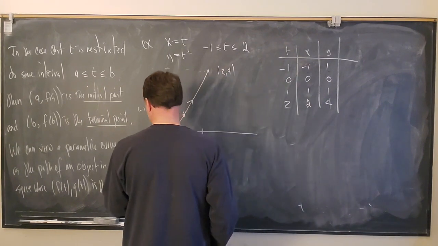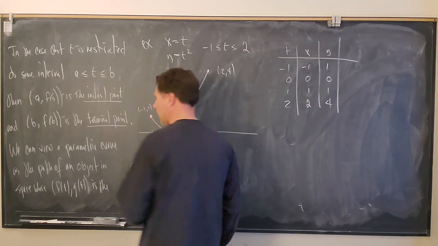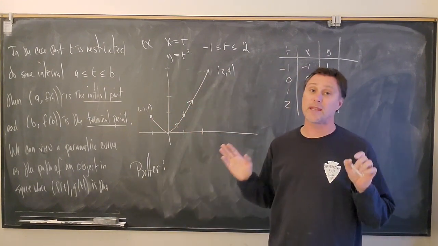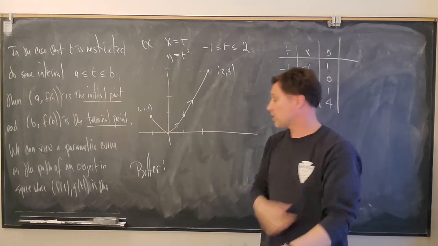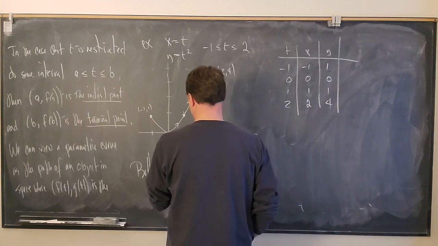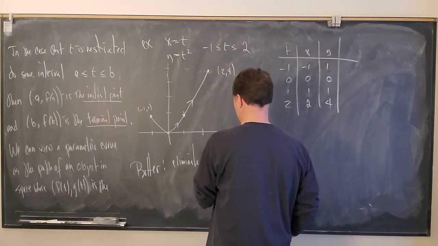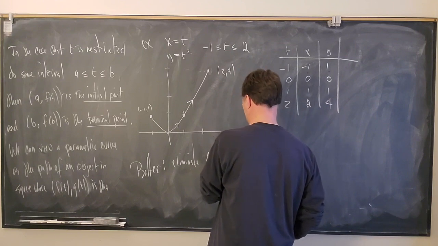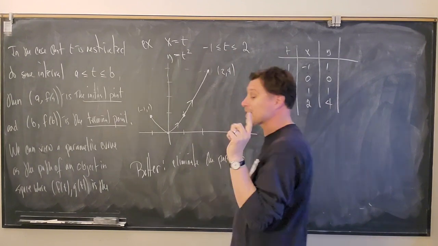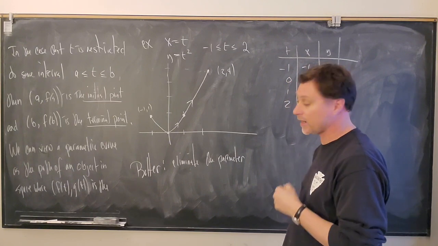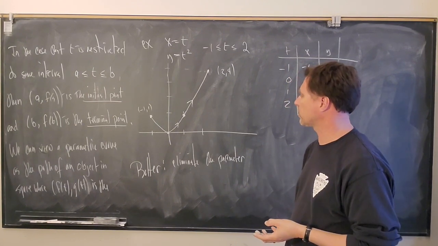Plotting points. You have a couple of homework problems that ask you to plot points, but that's really not the best way to find the shape. So a better way, it's called eliminating the parameter. And it's not always possible to eliminate the parameter, but if you can, it gives you a much better feel for what this curve looks like.